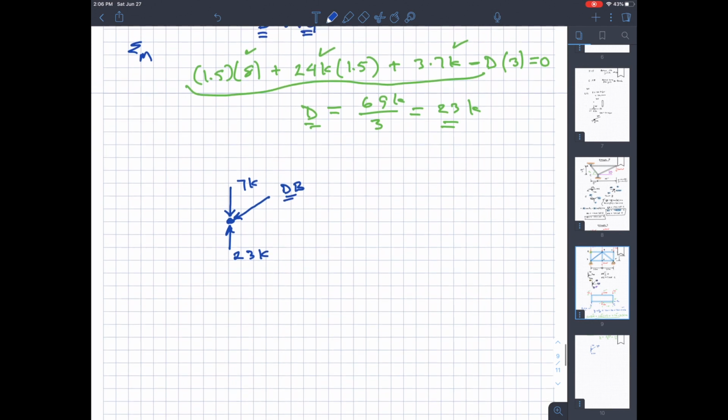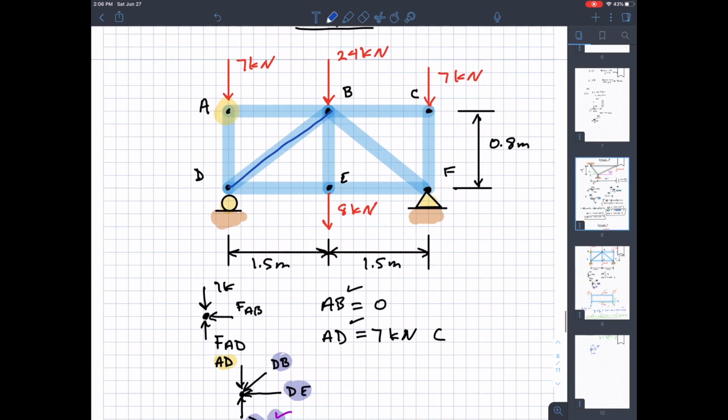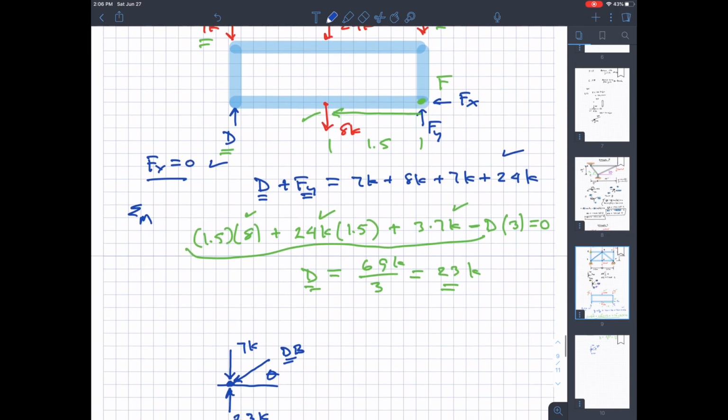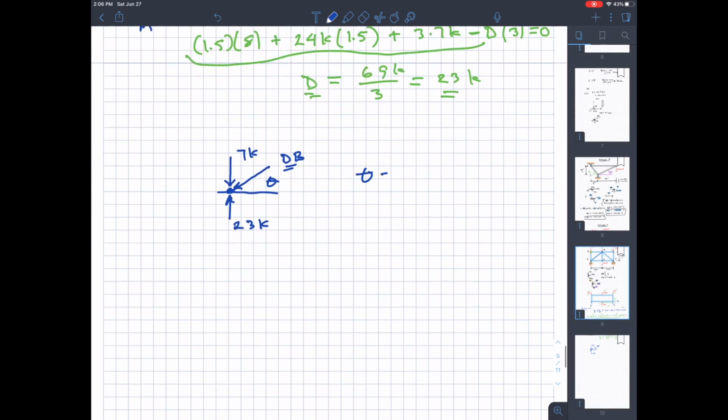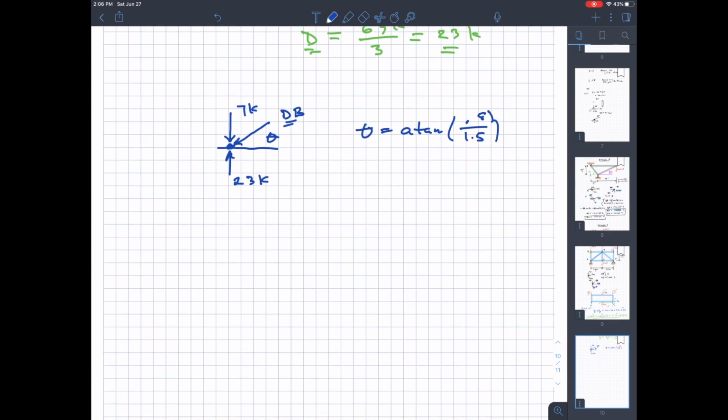What I'm going to need is the angles. Here's the angle theta, and from the problem I can see that theta is going to be an arctan of rise 0.8 over run 1.5. So theta is arctan of rise over run. Just double checking I got the numbers right.